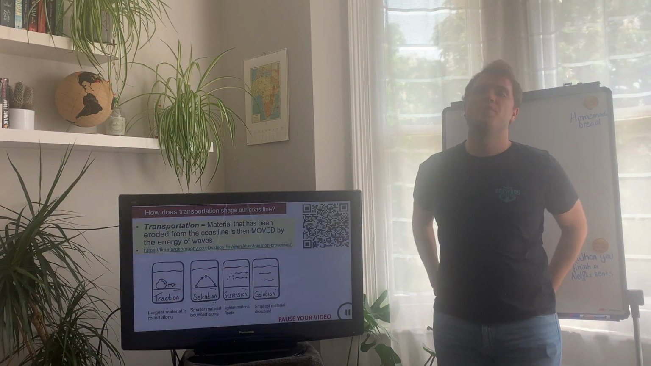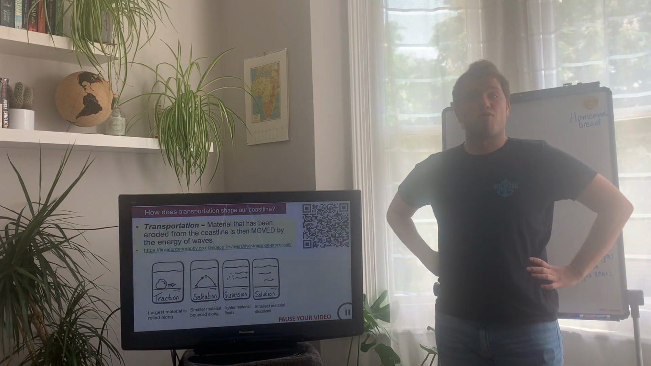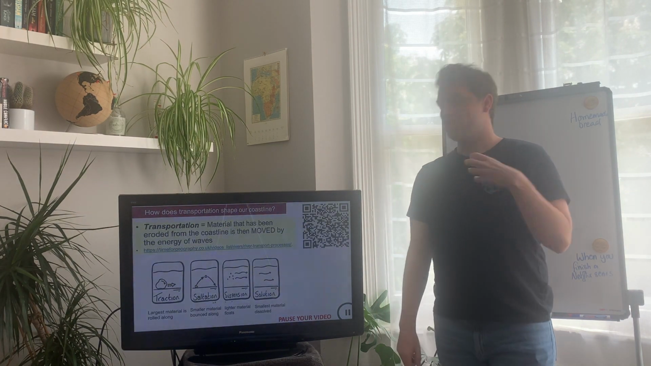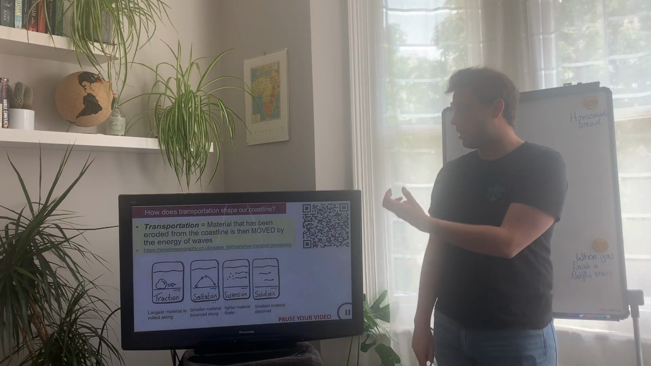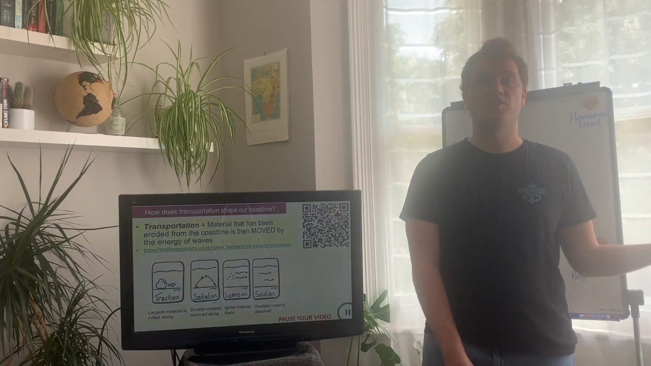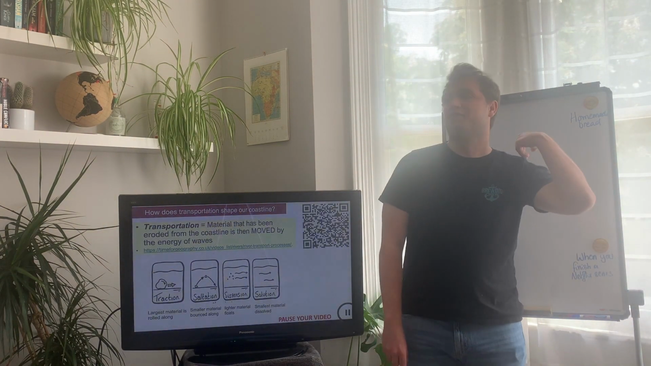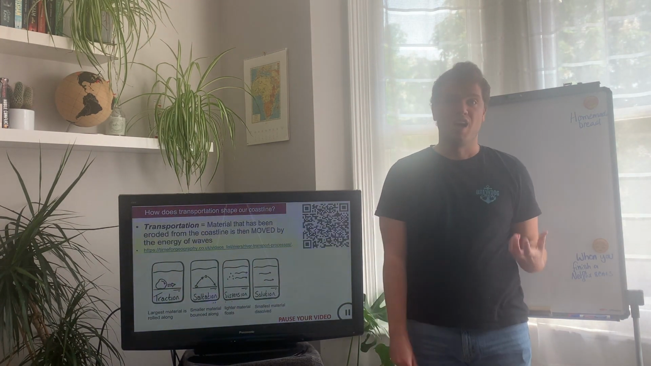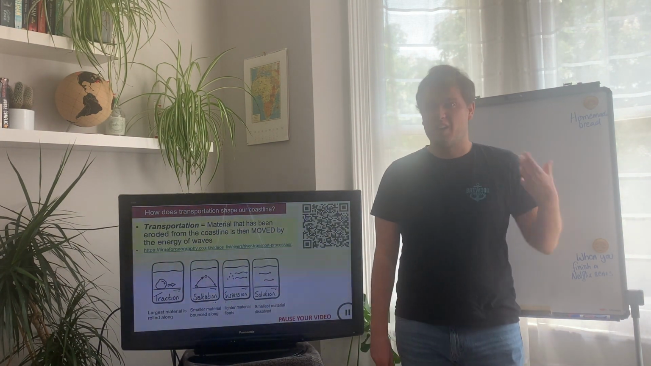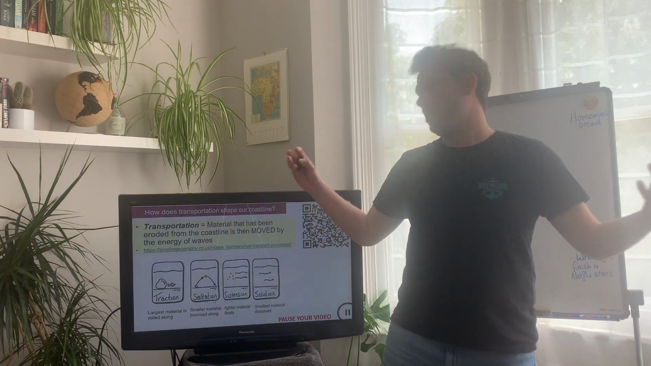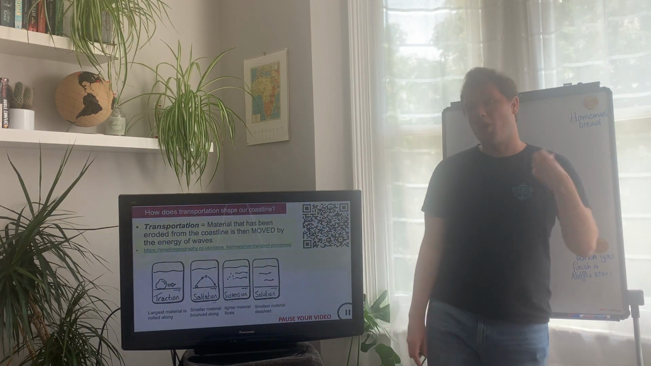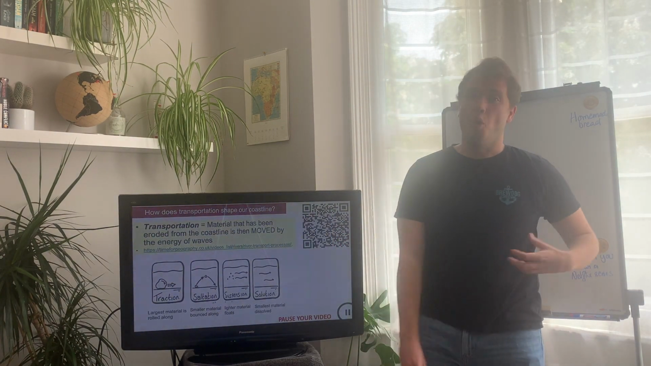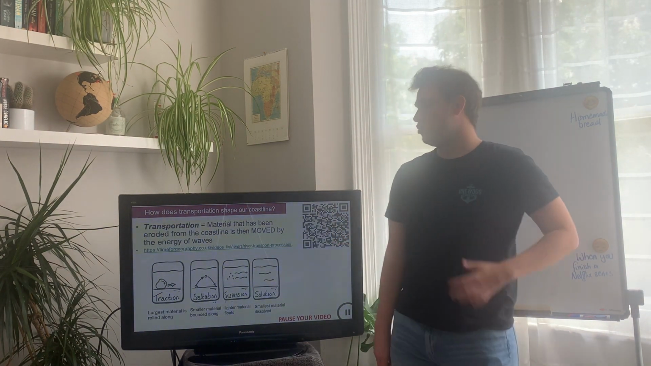Okay, so similar to when we were looking at erosion, there are, just to throw more key terms at you, 4 different types of transportation. Transportation is material that has been eroded from the coastline, which is then moved by the energy of the waves. So when a cliff slumps, for example, and it retreats and we have all of this rubble at the bottom of the cliff, it doesn't just stay at the bottom of the cliff. As we know, cliffs aren't just made of piles of rocks sat at the bottom of them. They get moved. The sea will come in, the sea will take that material, and it will carry it along the coastline or out to sea. And this is what we call transportation.